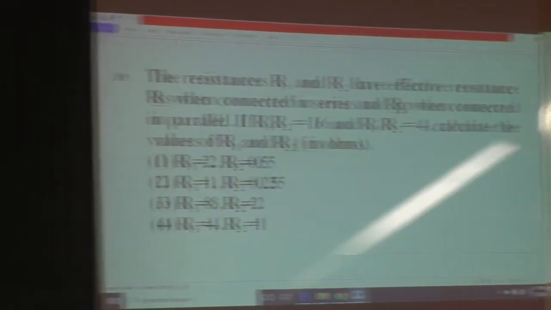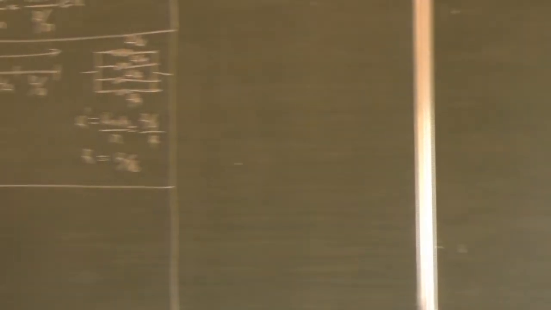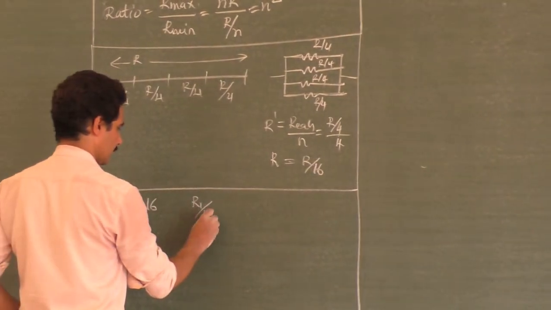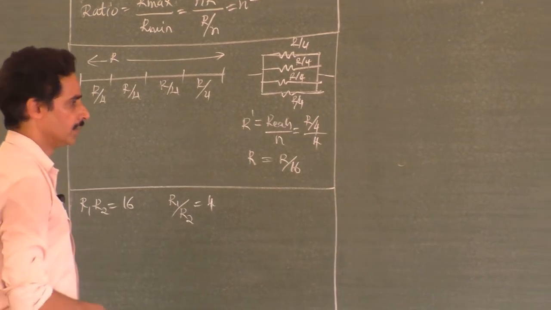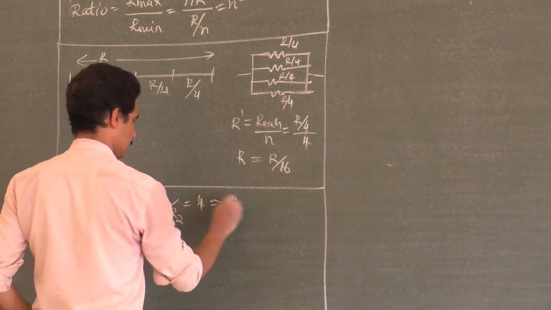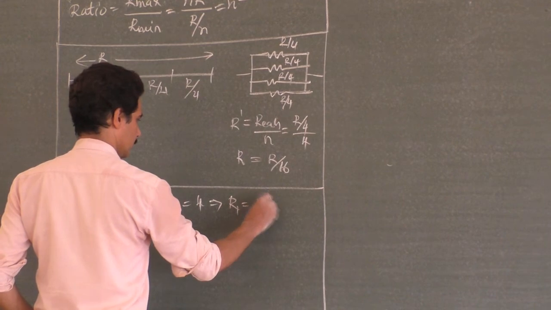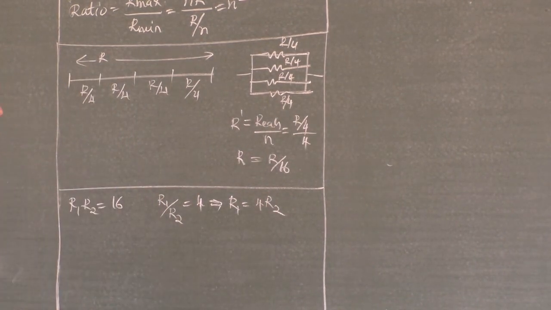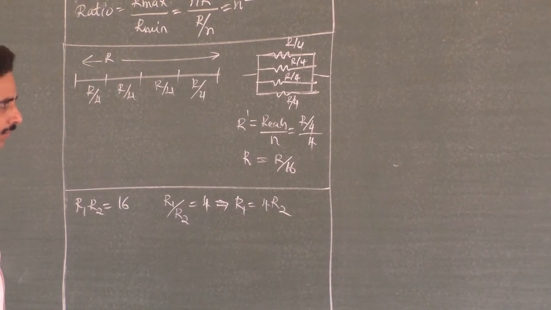R1, R2 is 16. We'll have to do that, I think. R1, R2 is 16 and R1 by R2 is 4. Okay, we will use this. That means, can you write R1 is equal to 4R2? One equation here. Now parallel it is given. What is parallel? Rp and Rs. Calculate the values of R1 and R2. Okay, R1 by R2, 0.25 by 4.